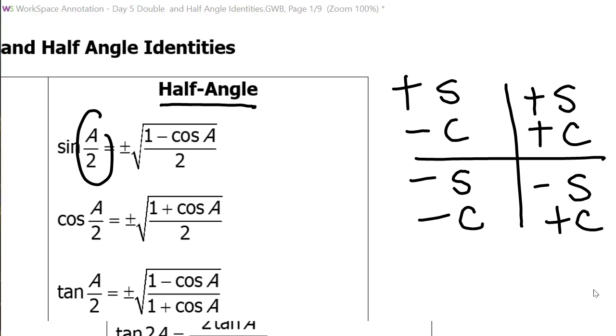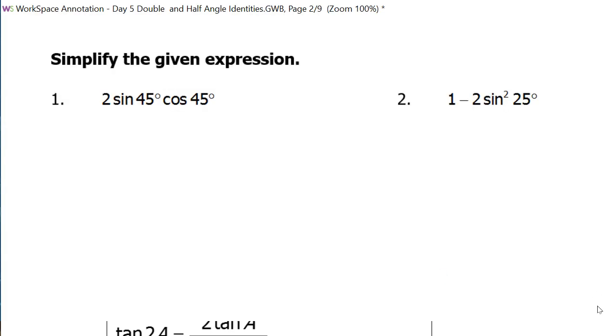So let's get started by recognizing the formula. The instructions say to simplify the given expression. For number 1, we have 2 times the sine of 45 degrees times the cosine of 45 degrees. On your formula handout, this would be 2 sine of theta, cosine of theta. And that looks like which one of those formulas? The first one, sine of 2 theta.